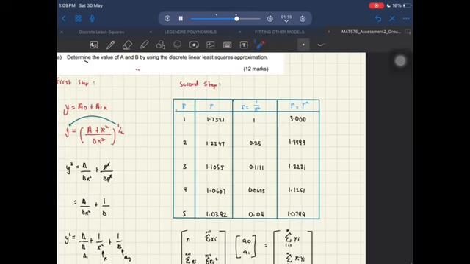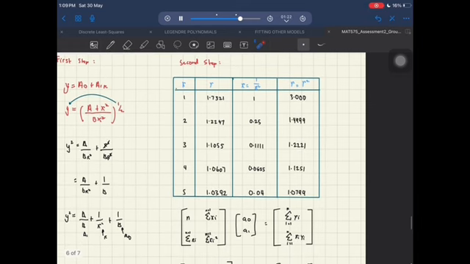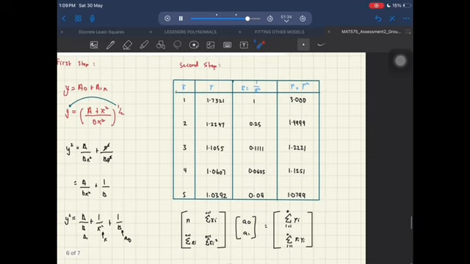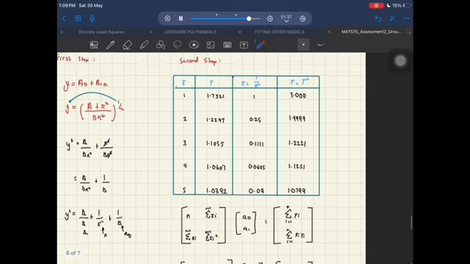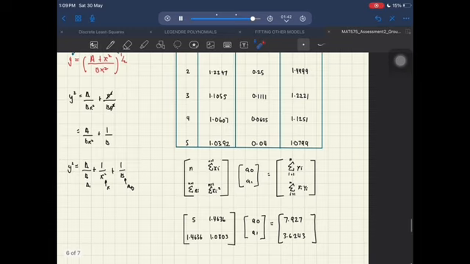In the second step, with our transformation rule set, I construct this calculation table for each given x and y value. I calculate X equal to 1 over x squared and Y equal to y squared, along with the product and square. Summing up, these columns give us the components needed for our normal equation matrix. As you can see below the table, we substitute our n equal to 5 data points and our summation values into the standard matrix form.